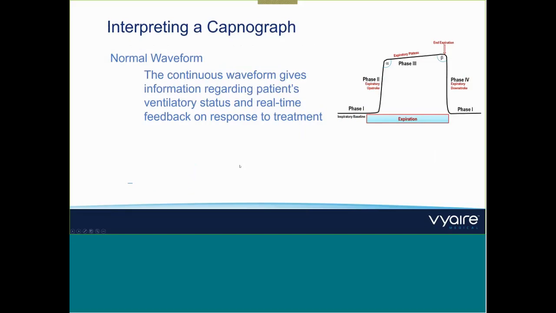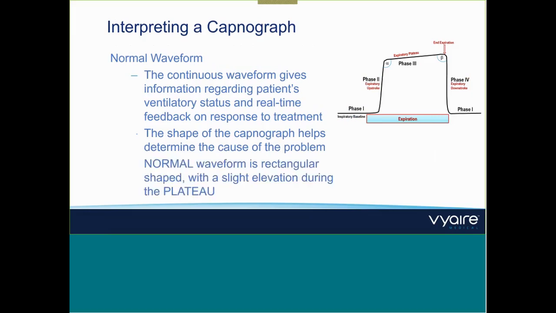So this is how a normal waveform looks, but there are deviations from that normal waveform, and the shape of the capnograph can also help to determine the problem. And we have a slight elevation during the plateau. This is also a bit the heterogeneity of the lung and represents this. So it's a bit increasing during the plateau phase.